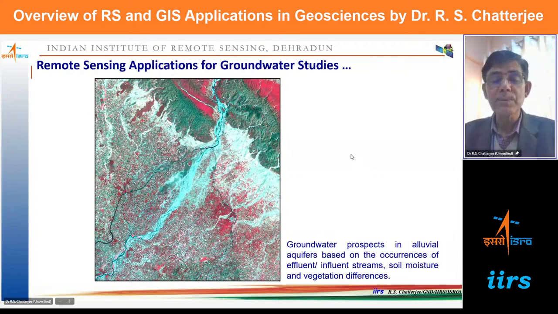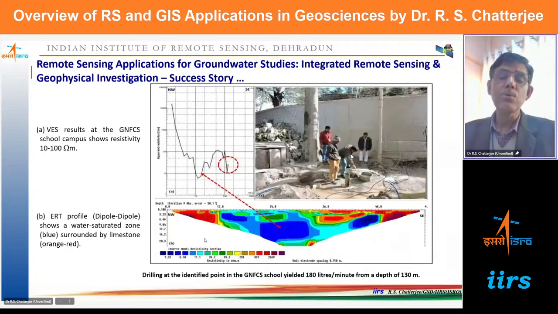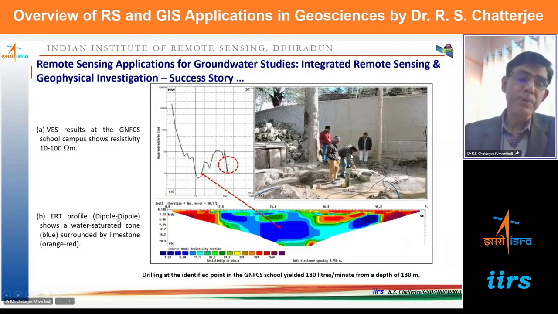And if you want to have the quality assessment, then you have to collect the groundwater sample, and you have to do the analysis of that. Now, to confirm this availability of groundwater, we need to have geophysical investigation, like vertical electric sounding or electrical resistivity tomography.